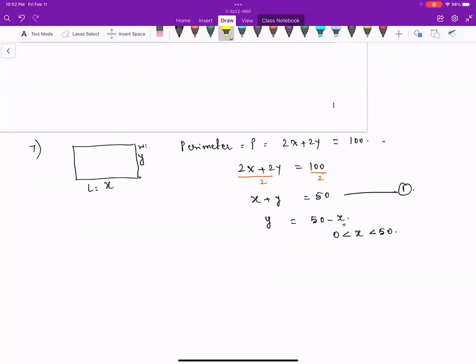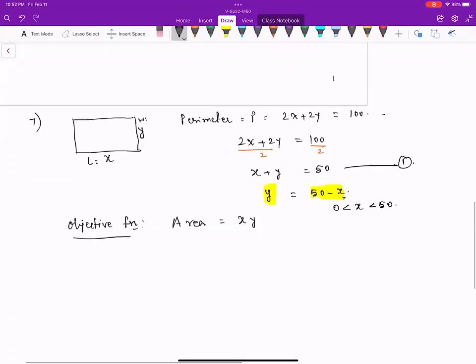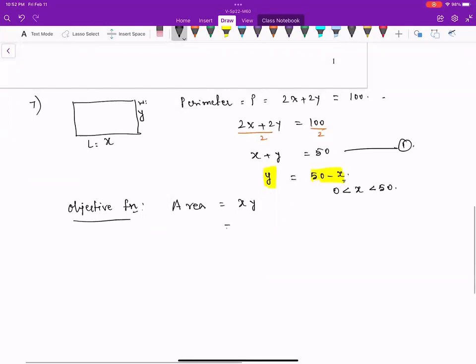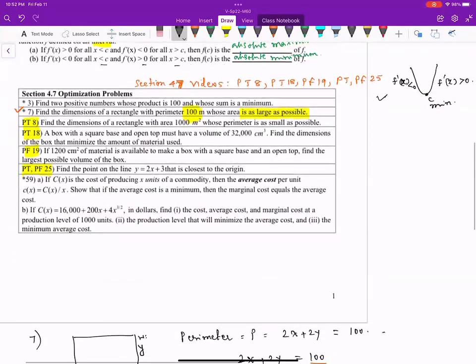So from the given relation, from equation 1, we have solved for y. Now, what is the objective function? What is that function we want to maximize or minimize, which is in this case, the area function. Area of the rectangle is x times y. This is the one we want to maximize because the problem tells us to find the dimensions of a rectangle. Dimensions actually means the length and width.